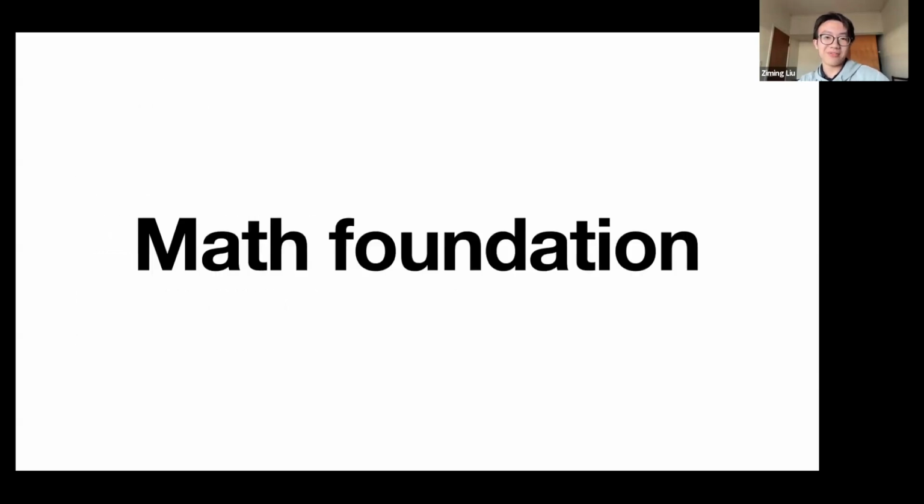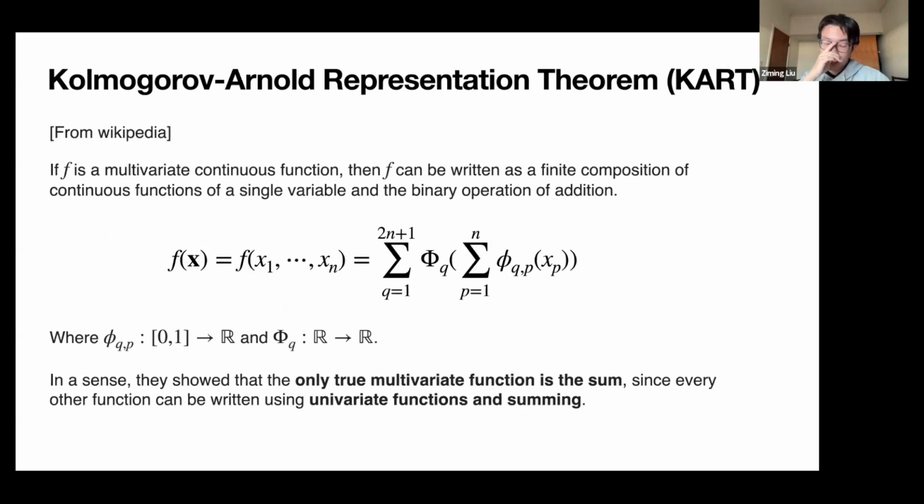Okay, so first, the math foundation. I simply cite this from Wikipedia: the Kolmogorov-Arnold representation theorem basically states that if f is a multivariate continuous function, then f can be written as a finite composition of continuous functions of single variables. That's quite important. And also the binary operation of addition.